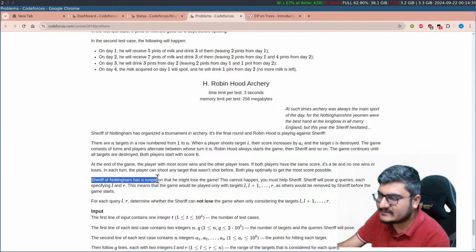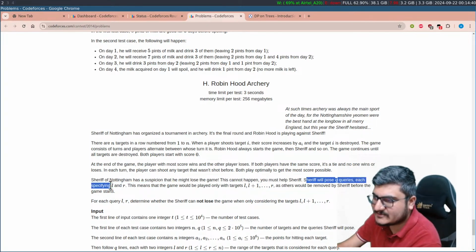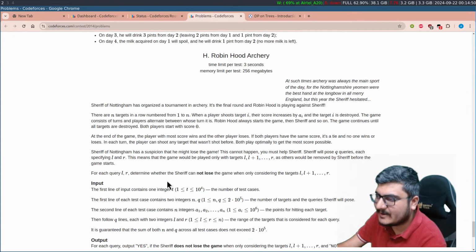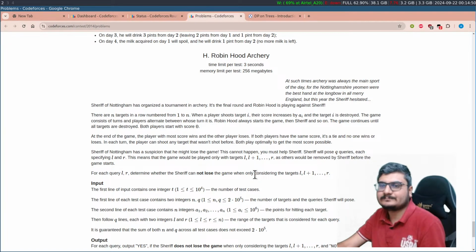Sheriff of Nottingham has a suspicion that he might lose the game. This cannot happen. You must help Sheriff. Sheriff will pose Q queries. Each specifies L to R, and the game will be played on targets from L to R. All the other targets are removed, and we have to determine whether Sheriff will lose the game or not.